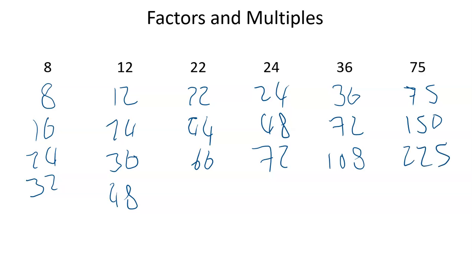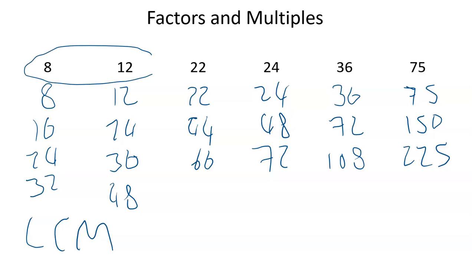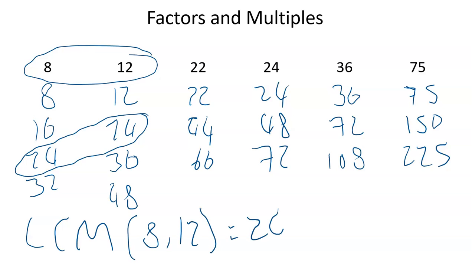Okay, so that's multiples, and there is such a thing called the lowest common multiple, and the lowest common multiple is the smallest number that is a multiple of both of your numbers. So the lowest common multiple of 8 and 12, you just look down the list and say, okay, what's the first number in both? So the lowest number common in both lists of multiples. And of course here it's 24. It's the first number in both lists. So the lowest common multiple of 8 and 12 is 24.